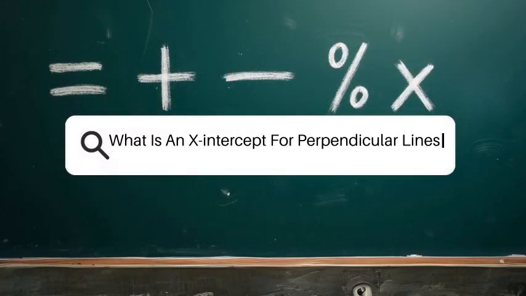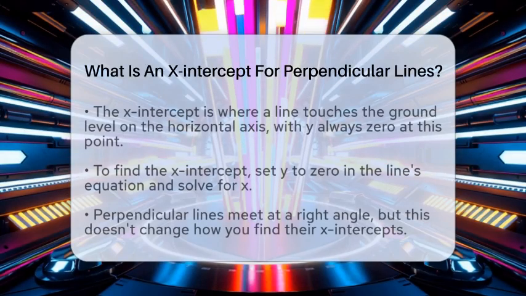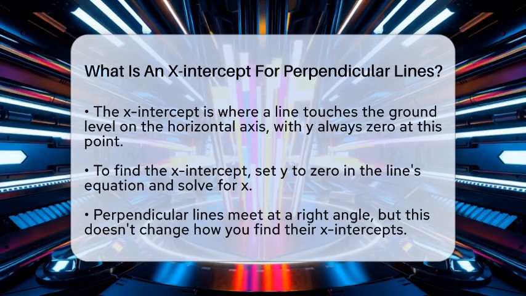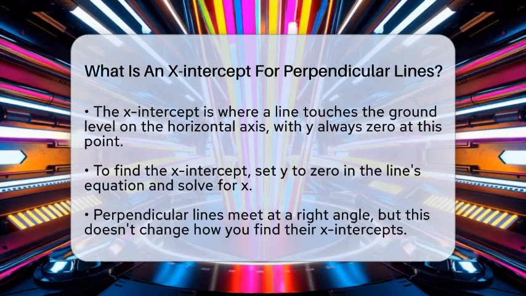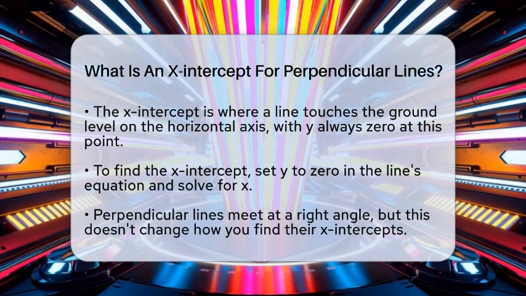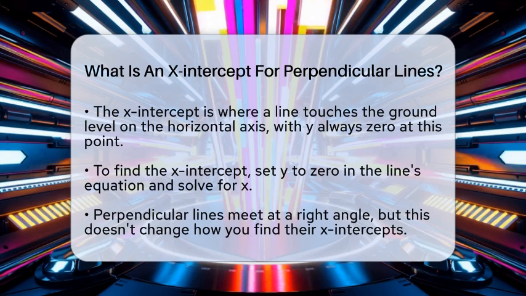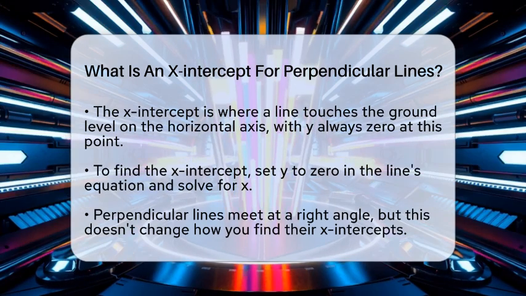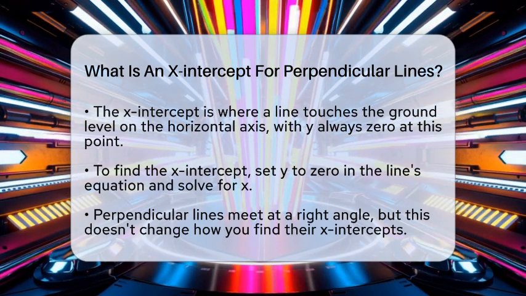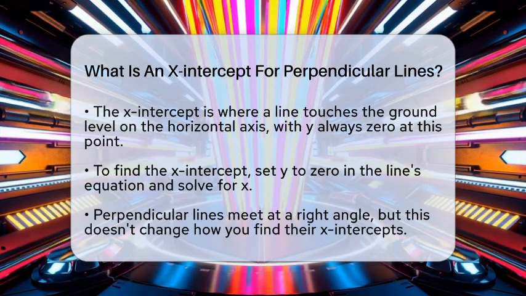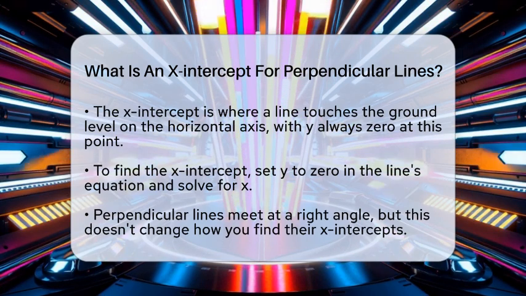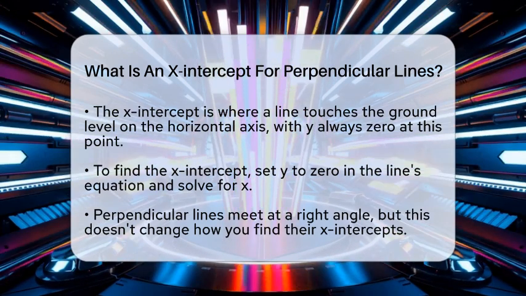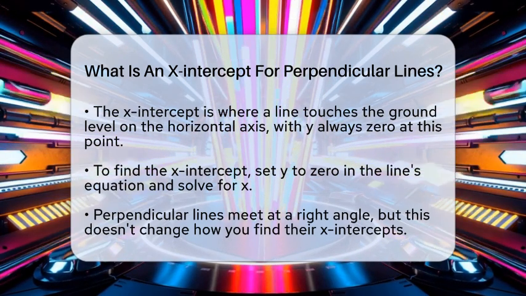What is an x-intercept for perpendicular lines? Imagine you're looking at a graph and trying to find where a line touches the ground level on the horizontal axis. That point is called the x-intercept. It's where the line crosses the x-axis, and at this spot, the y-coordinate is always 0 because the line is right on the x-axis. To find this point for any line, you take the line's equation and set y equal to 0. Then, you solve for x, which gives you the x-intercept.